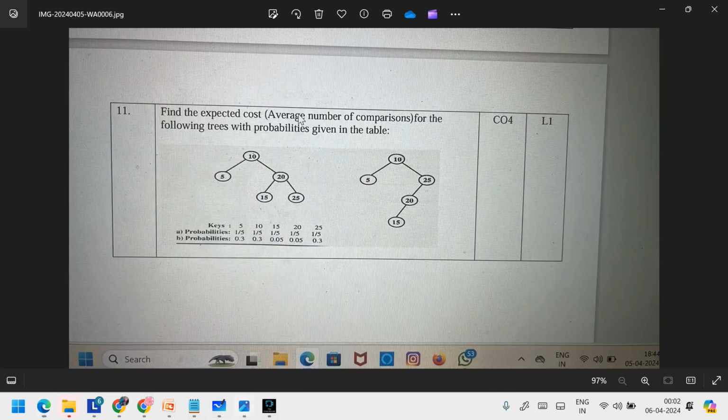I think I have a question over here. See, find the expected cost for the following trees. So here the trees have these nodes. They have given the keys and they have also given the probabilities. See, it is not 0.2 now, it is 0.3, 0.3, 0.05, 0.05 and 0.3. Now, how do I calculate the cost for this?